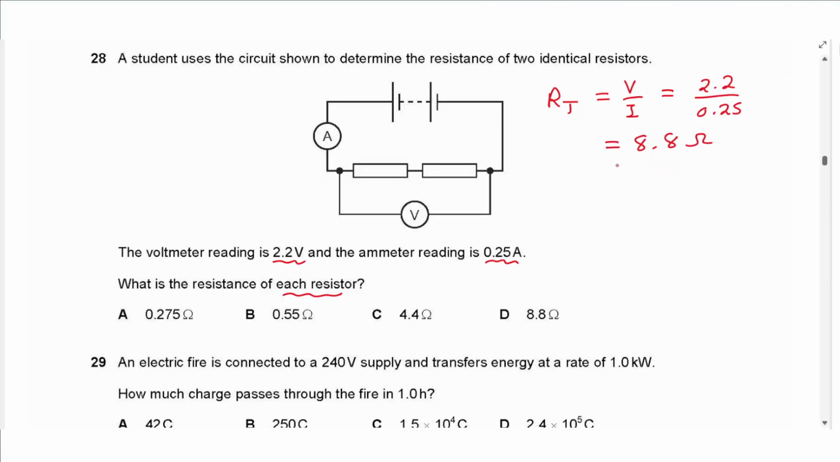But that's for two identical resistors in series. So if we name them X and X, so X plus X or 2X is equal to 8.8. So X equals 8.8 over 2, which gives 4.4 ohms, making the answer C.